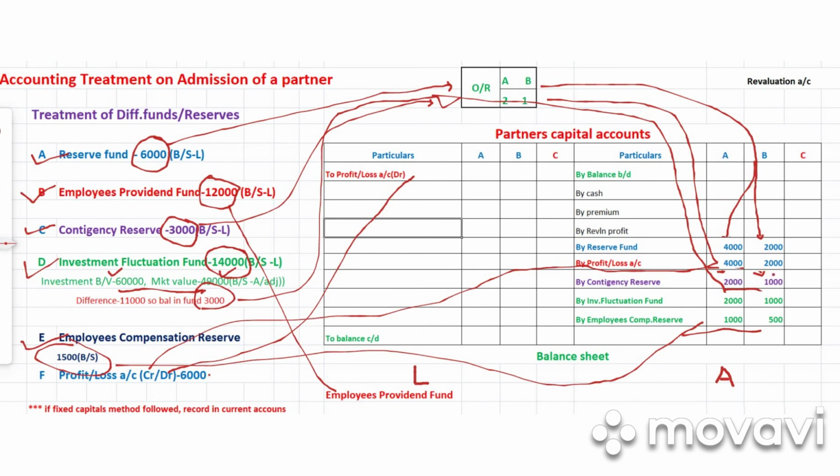I hope you have understood the accounting treatment of all these important items in a specific question. With this, we come to the conclusion of today's class, and in the next class we will discuss another important topic.